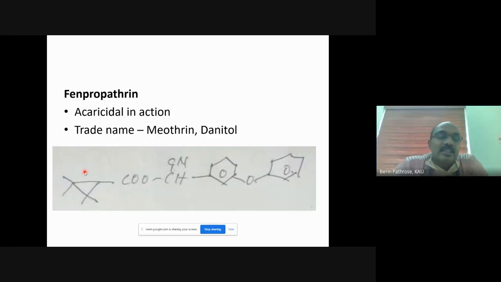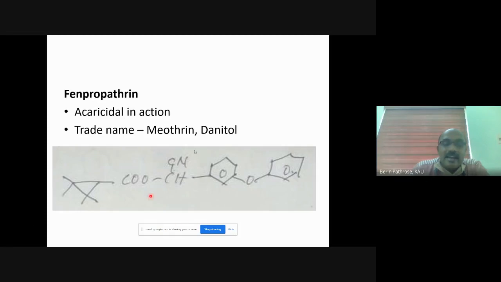Coming to the next one, that is fenpropathrin. This is the only synthetic pyrethroid having acaricidal action. Usually, synthetic pyrethroids don't have acaricidal property, but fenpropathrin has acaricidal property. So if you see the structure over here, scientists started tweaking the acid part also. The alcohol part is again the phenoxyphenyl part, then there is an acid part over here.